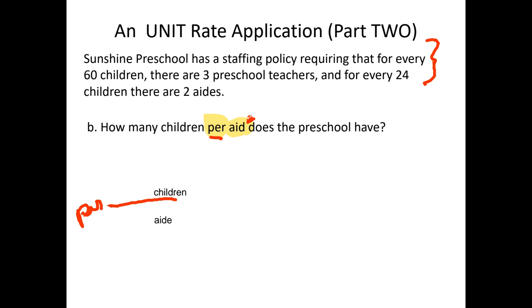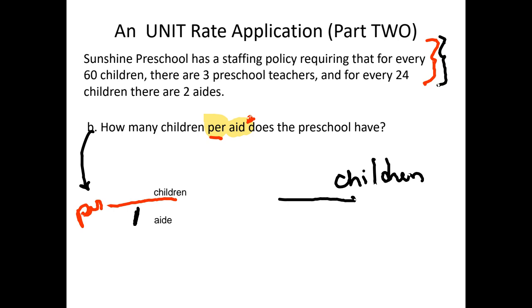This denominator has got to have a 1. This is the setup for part B. Now I'm going to make a fraction. Children is going up here, aides are going down here. That's the same setup that I have to get.